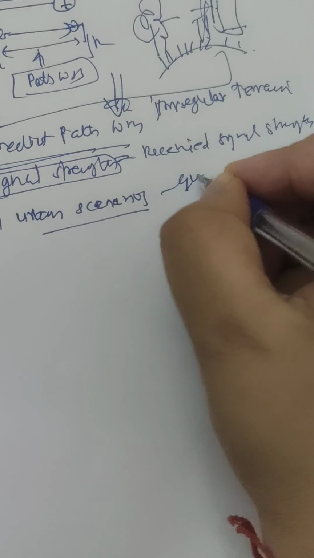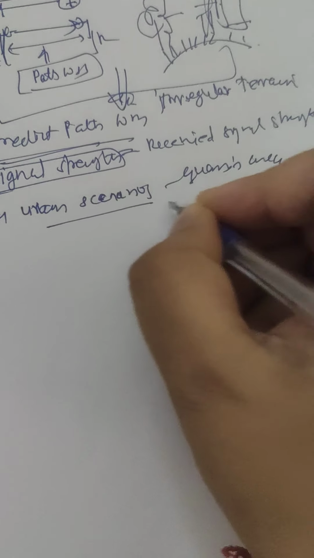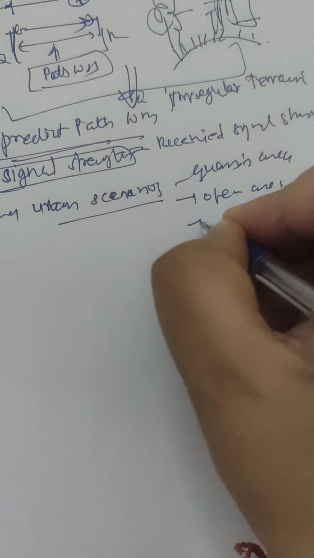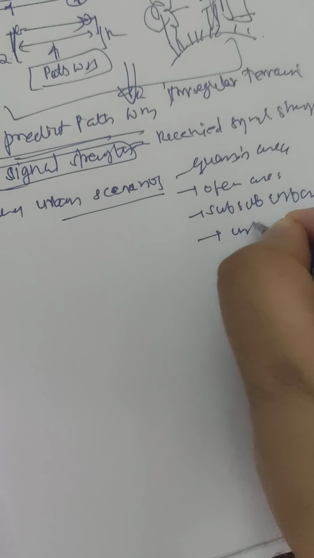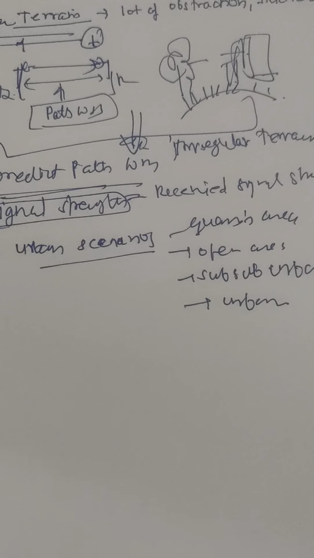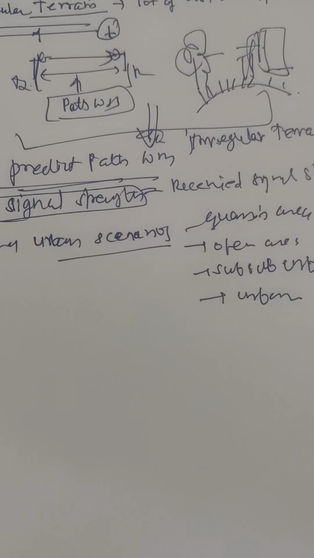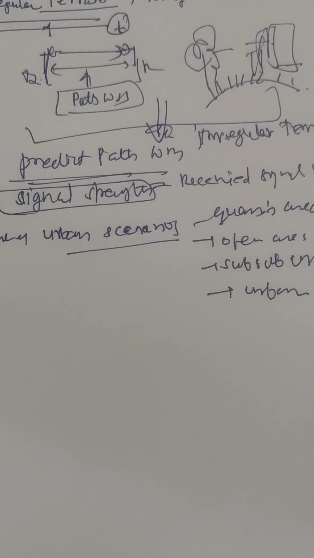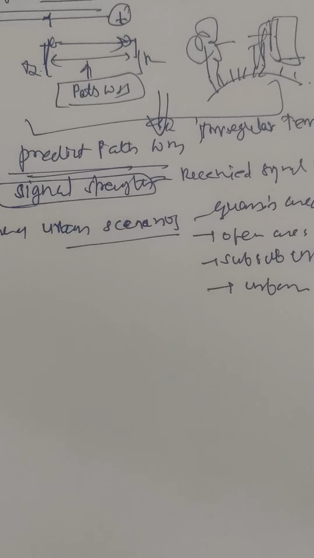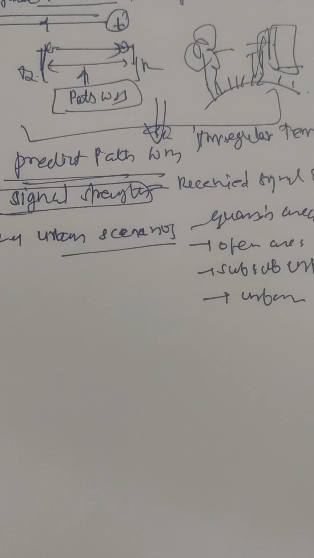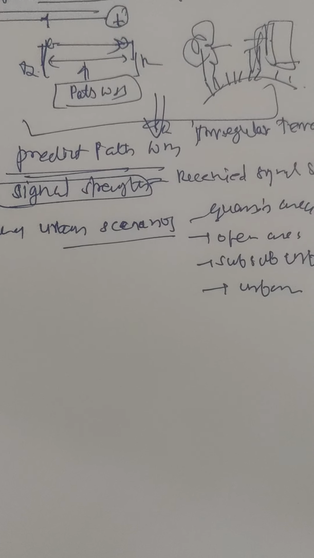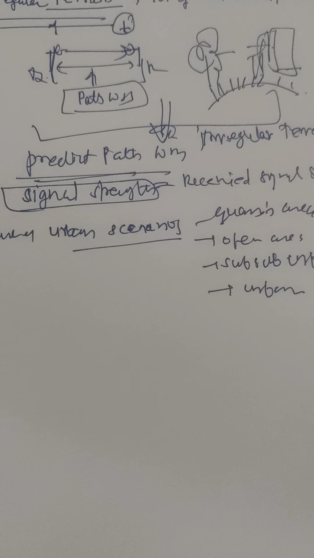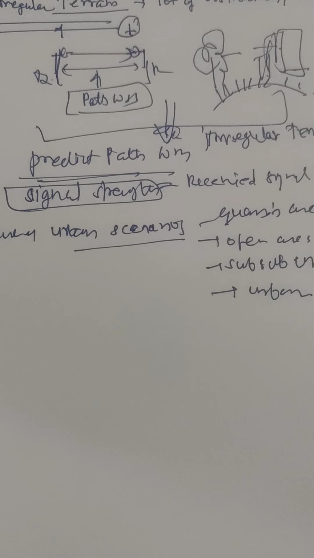There is a quasi-open area, there is an open area, there is a sub-urban area, and there is a dense urban area. A lot of areas are affected. The idea behind this propagation channel model, the path loss model, is that we have a more or less accurate prediction of the signal strength at a certain instant.